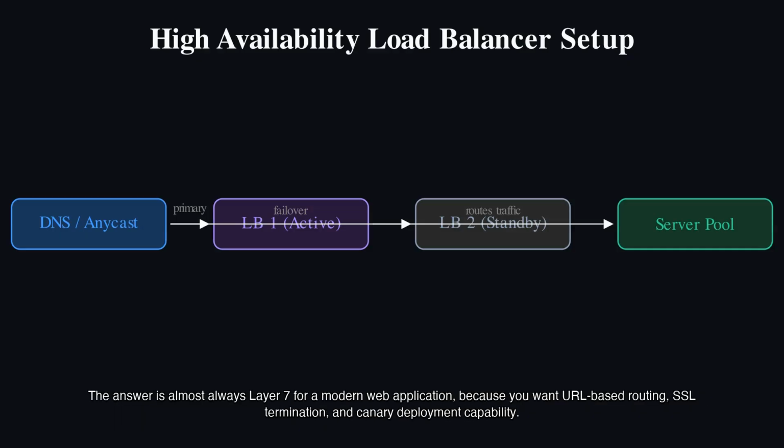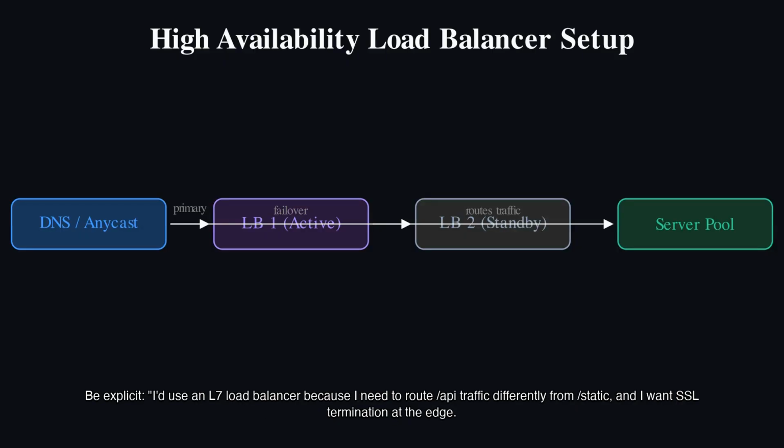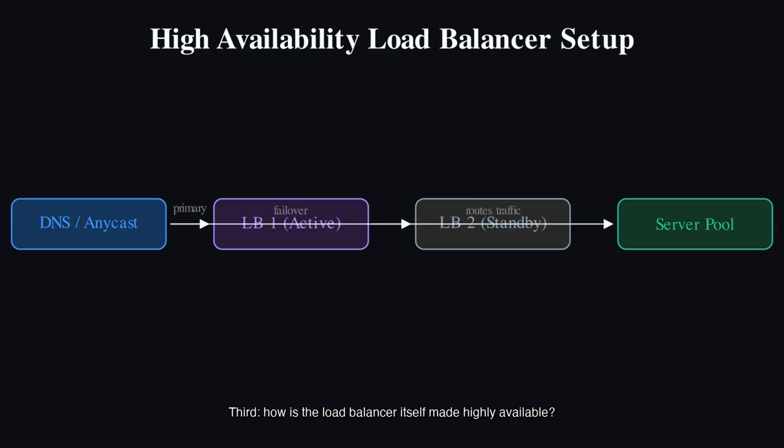Second, Layer 4 or Layer 7? The answer is almost always Layer 7 for a modern web application because you want URL-based routing, SSL termination, and canary deployment capability. Be explicit. I'd use an L7 load balancer because I need to route API traffic differently from static, and I want SSL termination at the edge.